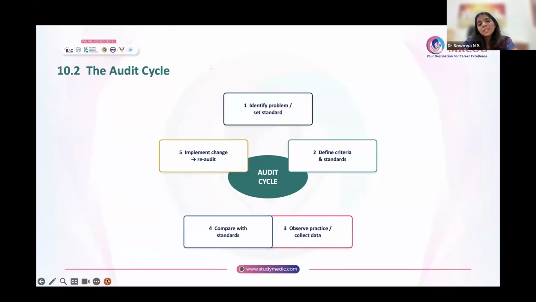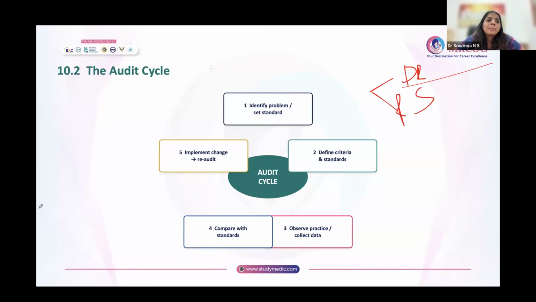Now, what are the steps of the audit and why do you need to know that? Whenever you want to do the audit, you are trying to understand the whole process of it. One most important thing is that there are 2 types of audit. One is prospective audit, and one is retrospective audit.